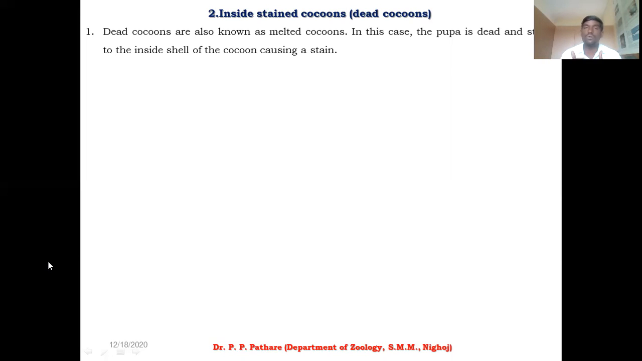Such types of cocoon are sorted out or kept in a separate container.